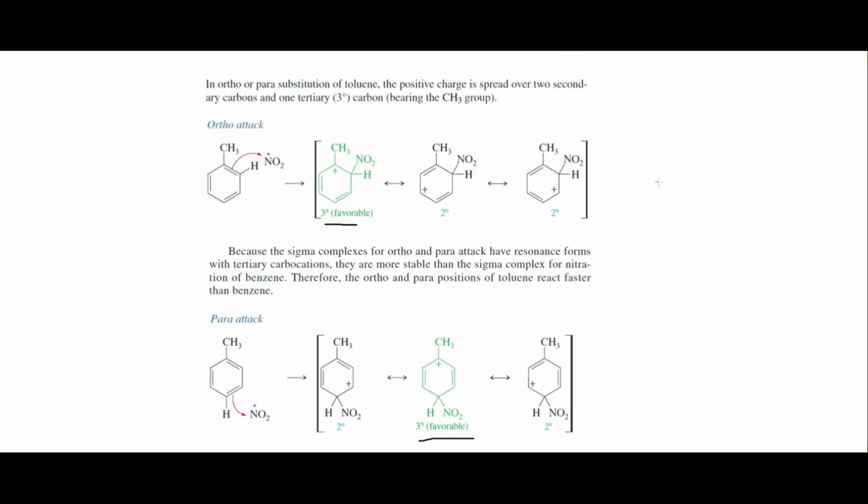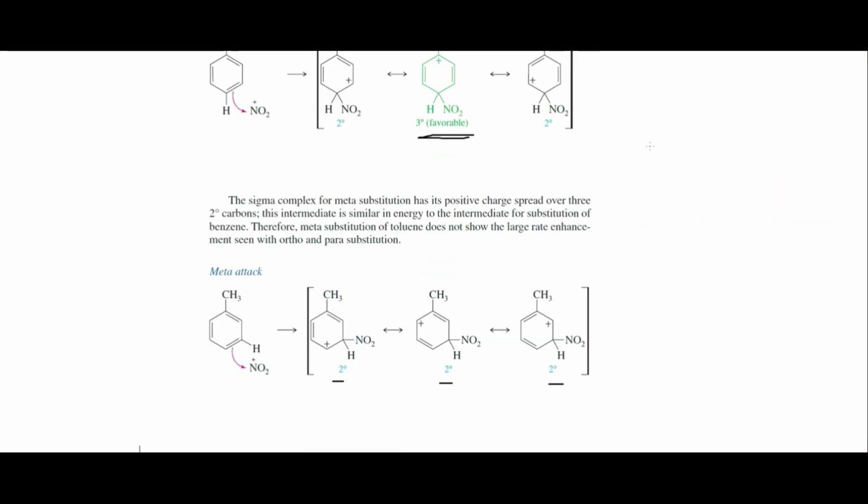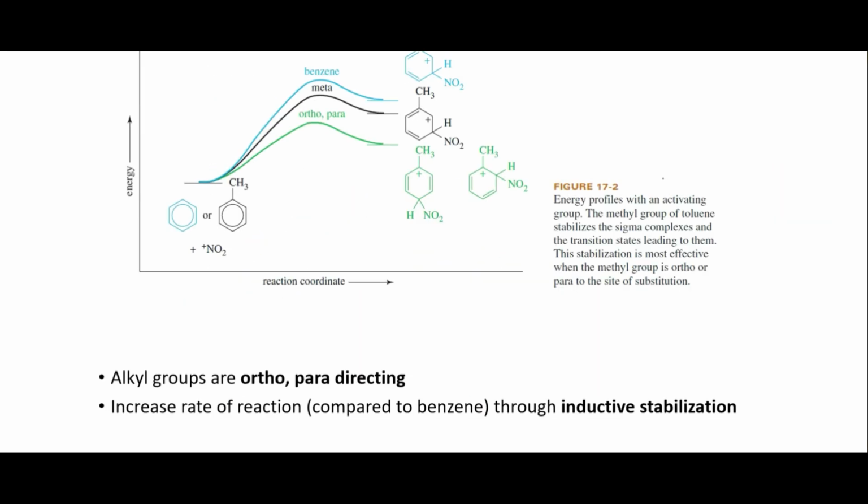So by having this alkyl group on the aromatic ring, we can make one of the carbocations in the resonance structures actually be more favorable, because it's going to have the tertiary carbon within it rather than just secondary carbons. And that's why the alkyl group actually makes it para and ortho directing. And we can see that here.